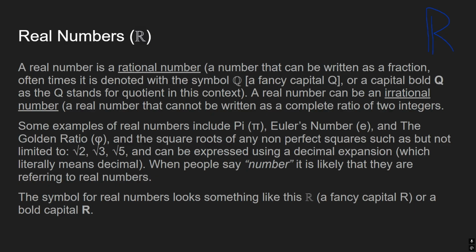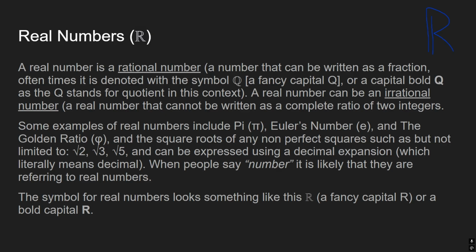Some examples include pi, Euler's number, the golden ratio, and the square roots of any non-perfect squares like square root of 2, the square root of 3, and square root of 5. Irrational numbers can also be expressed using decimal expansions, which literally just means decimal. When people say number, they are usually referring to real numbers.